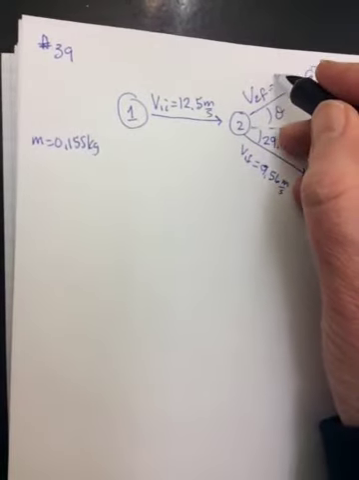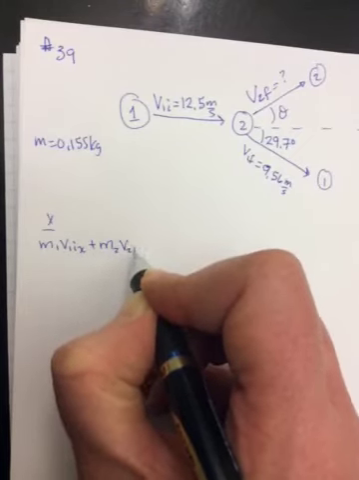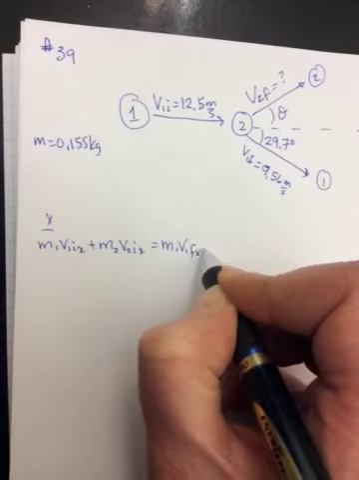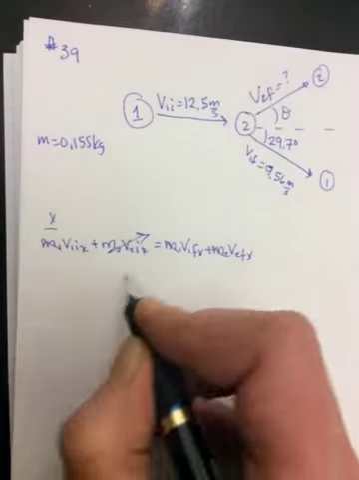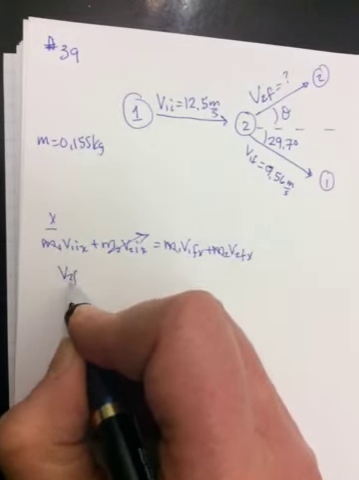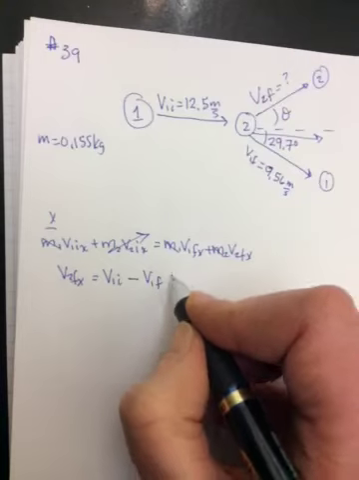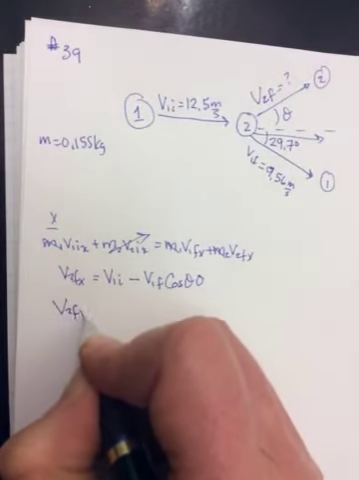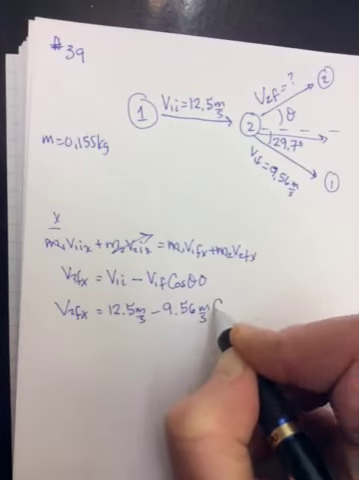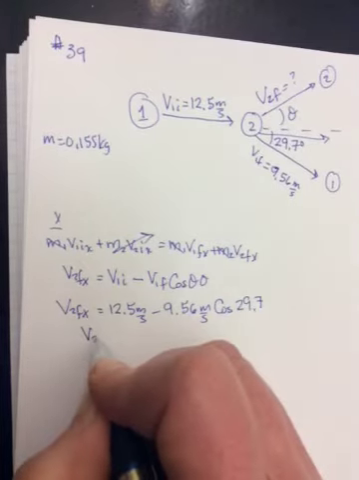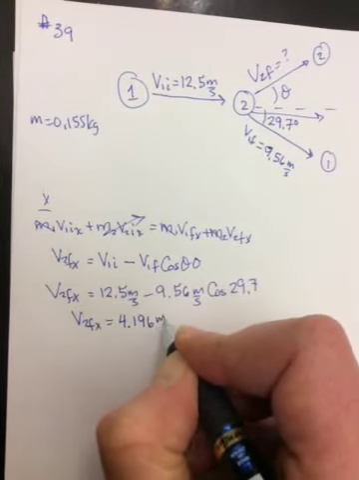But before you can figure out if it's elastic, you have to find v2x. So you need to do your momentum in the x, m1 v1 initial x plus m2 v2 initial x equal m1 v1 final x plus m2 v2 final x. v2 initial is 0, the m's all go, and so you're looking for v2 final x. v2 final x will equal v1 initial minus v1 final, and the x component is cosine theta. Fill in your values. v2 final x is equal to 12.5 meters per second minus 9.56 meters per second times the cos of 29.7. You should get a v2 final x to be 4.196 meters per second. And now go to the y.